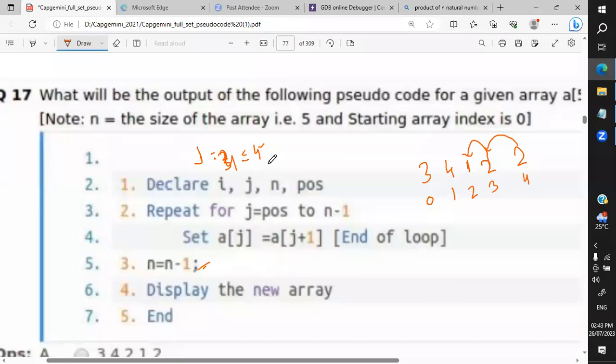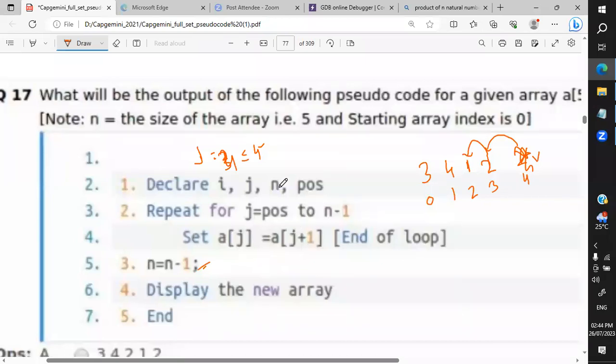4 less than or equal to 4, true, enters inside. A of 4 is updated as A of 4 plus 1. That means A of 5. Do we have anything called A of 5? No. So it will not copy anything, or even if it is there, let us consider it a garbage value. Garbage value will be copied and placed here. Not a problem, because A of 5 is not existing. After that, 3, 4, 1, 2 is the current array.